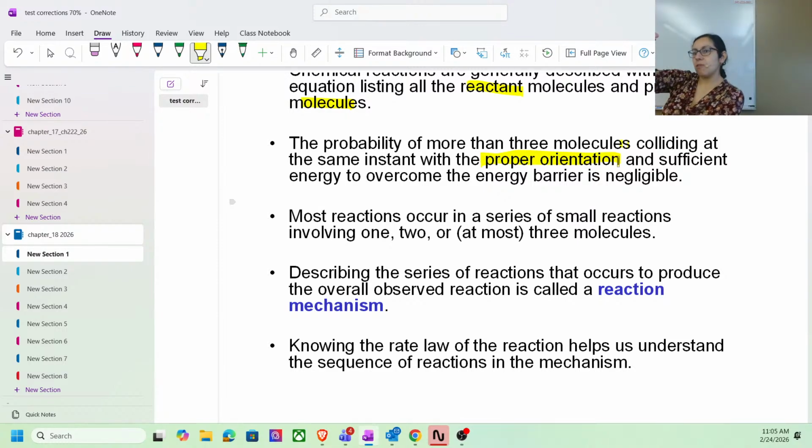But the whole point of that is, you have to have a certain orientation, it has to hit, and then it has to have the correct activation energy. So it mentions overcoming that energy barrier. But all this is saying is, usually when you have a reaction, three molecules colliding at the same time in the proper orientation is pretty rare. We're not saying that we can't see this, but when we look at our mechanism, usually these reactions occur in a small series of steps of maybe 1, 2, or like I said, maybe 3, but pretty rare. So that's all that is saying there.